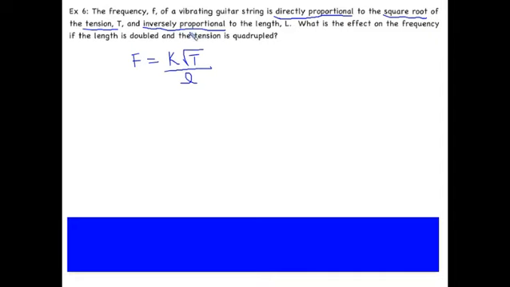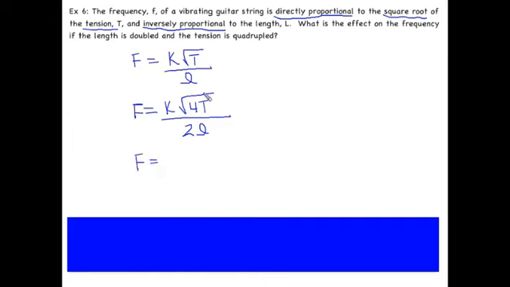So we have to figure out what the effect on the frequency is. What's going to happen to f if the length is doubled, meaning 2 times L, and the tension is quadrupled, 4 times T? So we're manipulating what's going on here on our guitar. What if we were to double the length of the string, and what if we were to quadruple the tension? What's going to happen to the force? May that be with you, by the way.